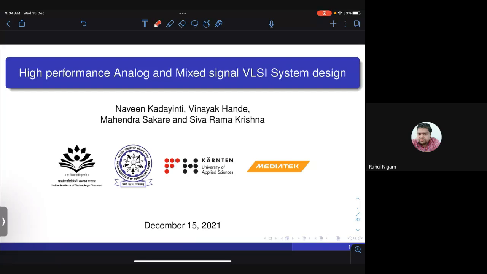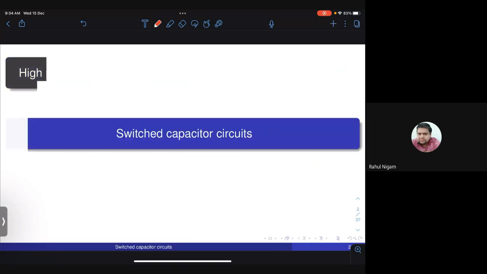Welcome to day 3 of this workshop on high performance analog and mixed signal system design. Today, in this first session, we'll be discussing switched capacitor circuits.